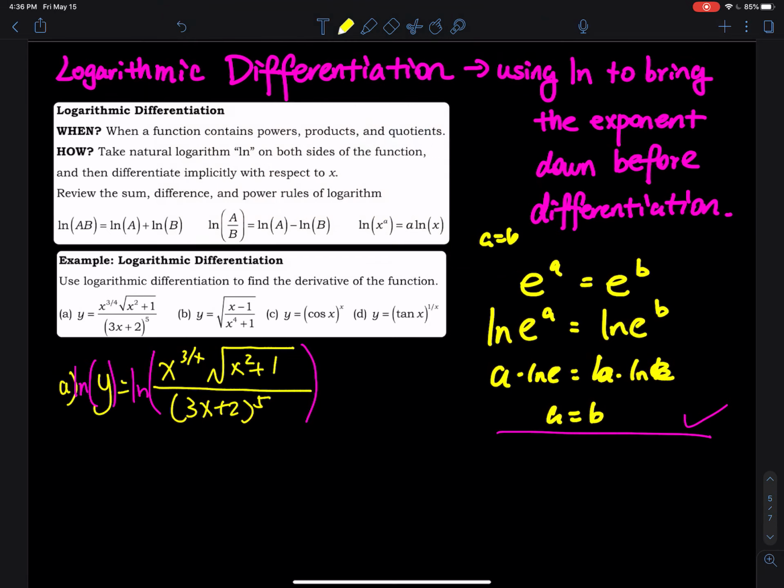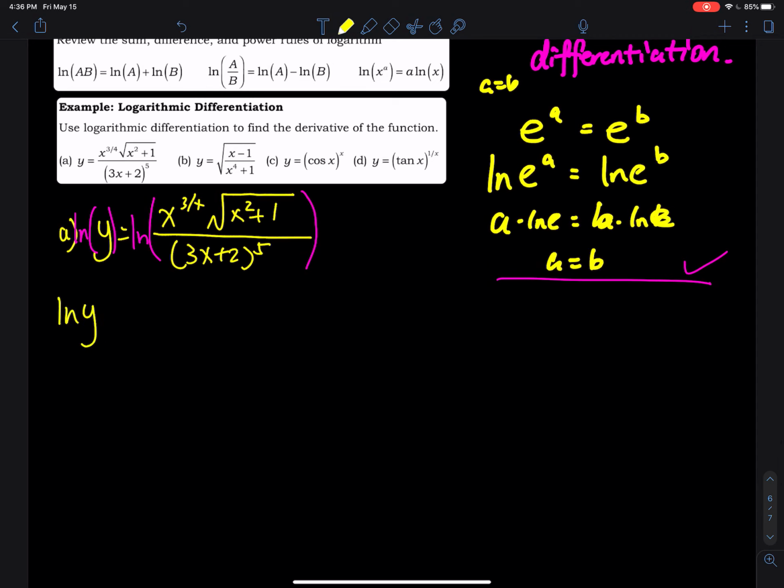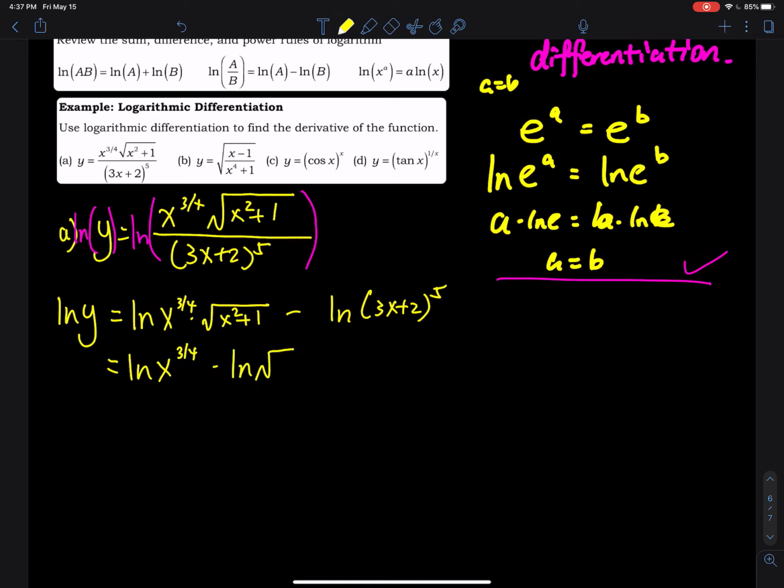Okay, back to the problem. So this one we have ln y equals, what's the first rule? Do you see what I typed over there? ln of a divided by b equals ln a minus ln b. So you have ln of the top minus ln of the bottom. Do you see that the exponent is sticking out? So before we take the exponent down, we have ln of x to the 3/4 times the square root of x squared plus 1, actually it's a plus, and then minus ln of 3x plus 2, and then raised to the 5th. The entire expression is equal to ln y.